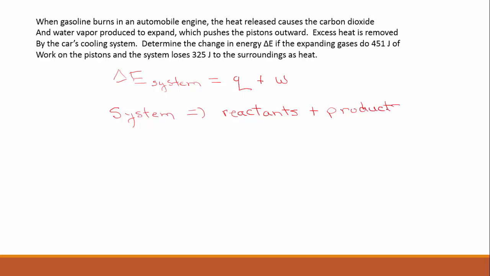This reaction produces heat, so energy is lost by the system. Energy is not being added to the system. So in this case, the 325 joules that's lost to the surroundings as heat is going to be minus 325 joules.